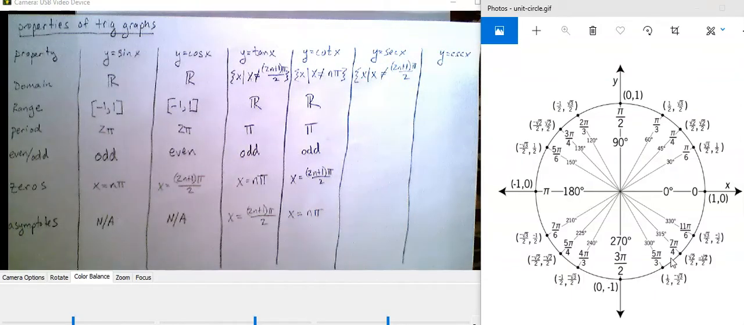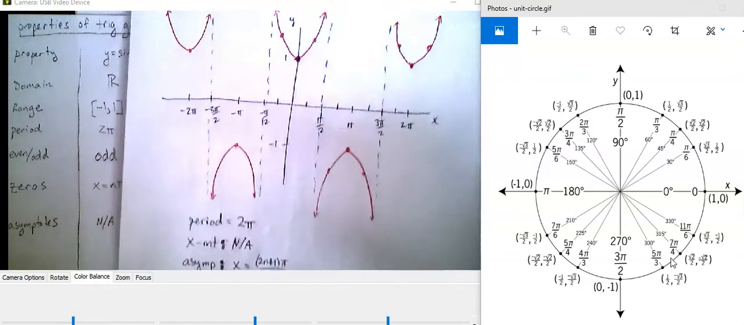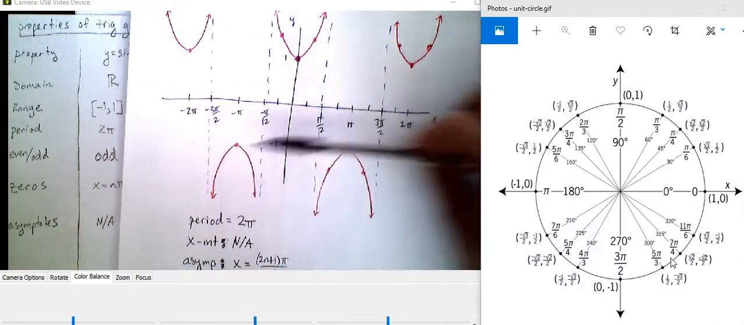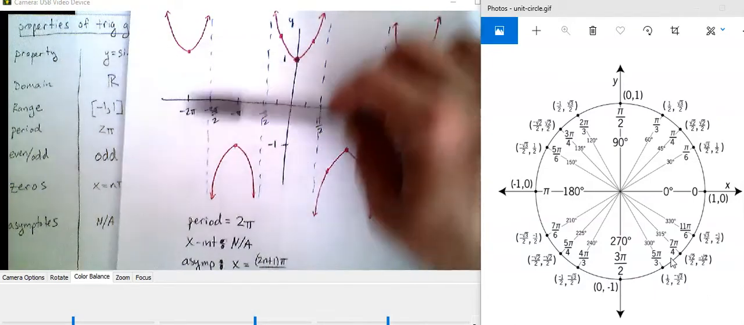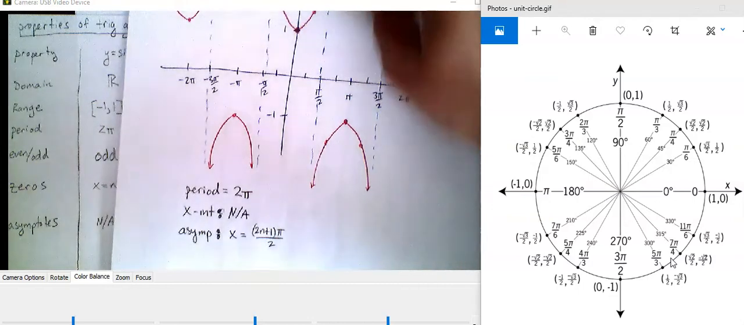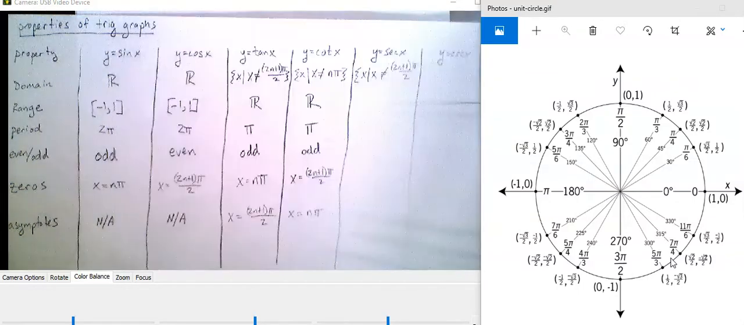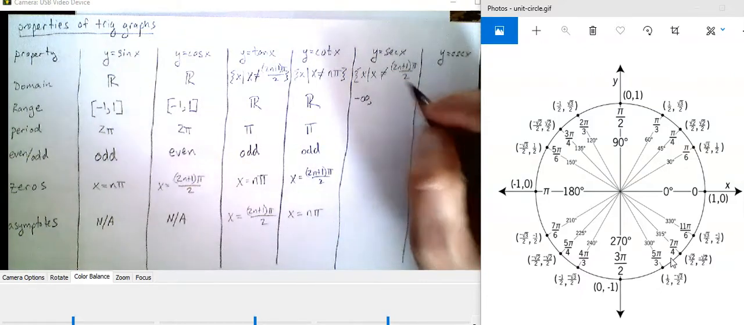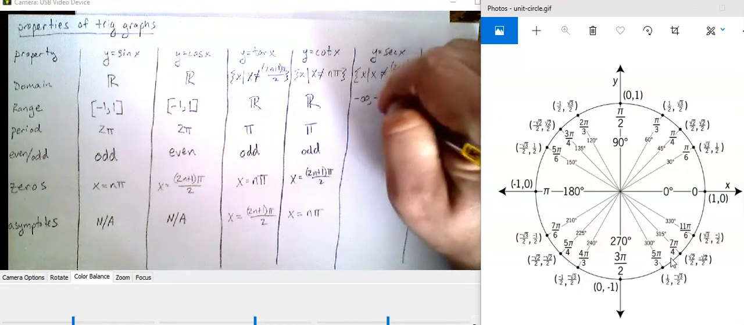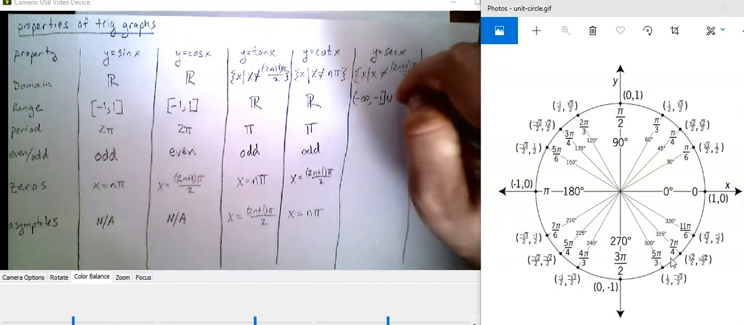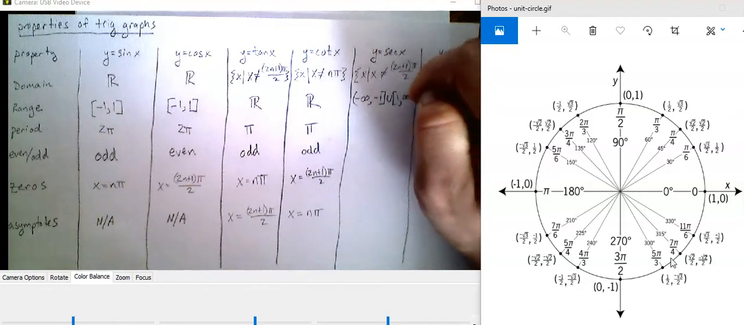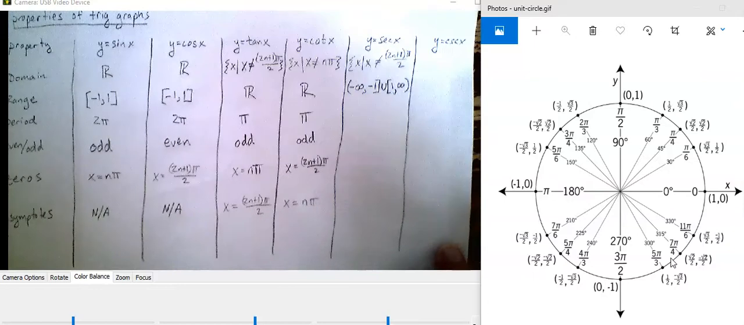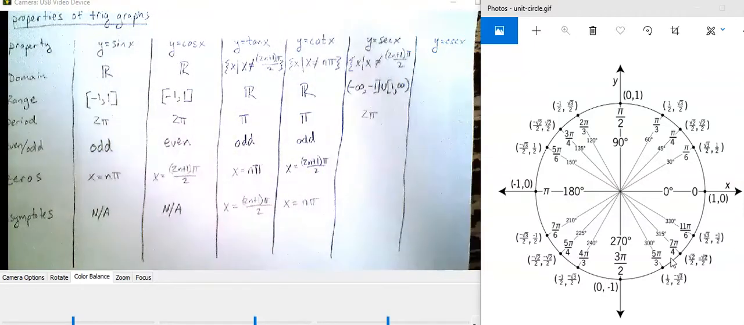The range, let's look at the range for secant. So here we have values up until negative 1, then we skip out on all the values between negative 1 and 1, and then pick up again there. So this is kind of broken up into 2 pieces. So it'll be negative infinity to negative 1 inclusive, and 1 to positive infinity. Period is 2 pi.